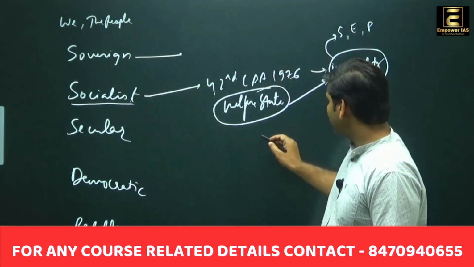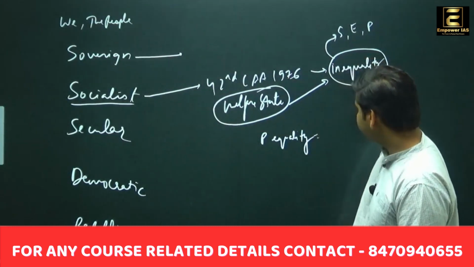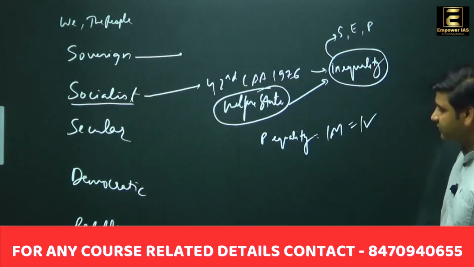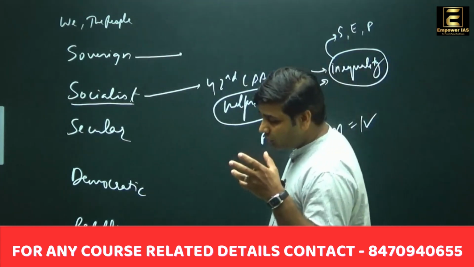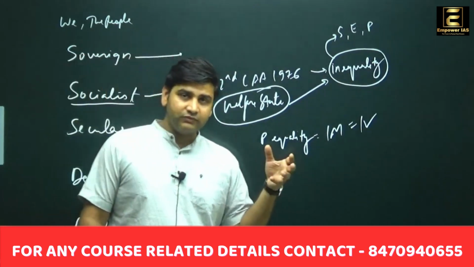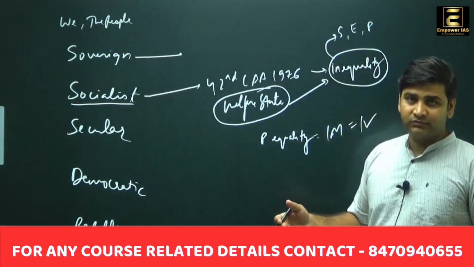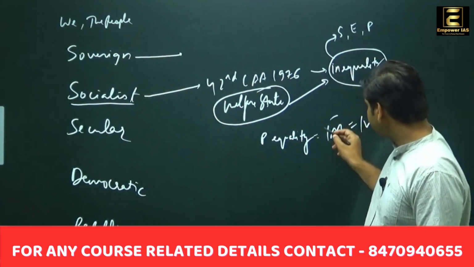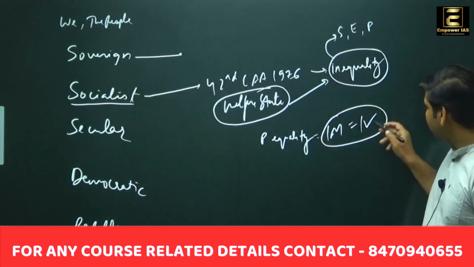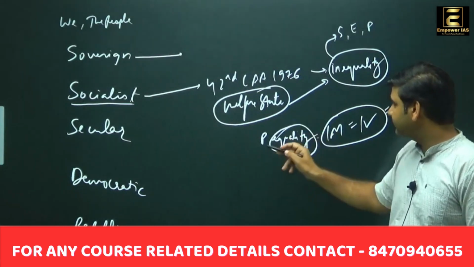What does political equality mean? Political equality simply means one man is equal to one vote. The vote of a rich man, of a higher class man, or of a man of a particular religion will not carry more value. So one man, and man includes women, and the vote cast by that one person will be equal to one vote. This is political equality.